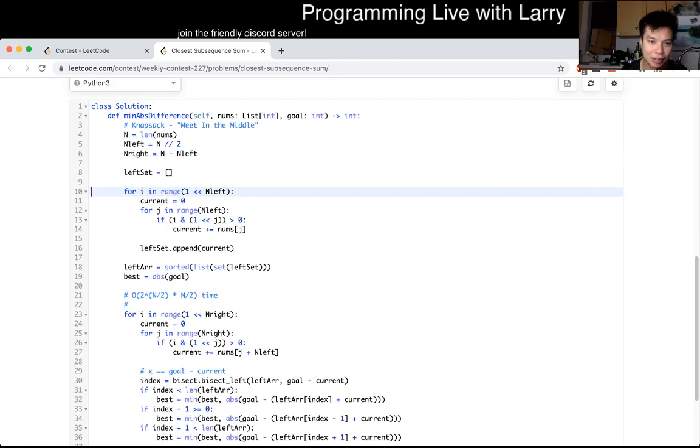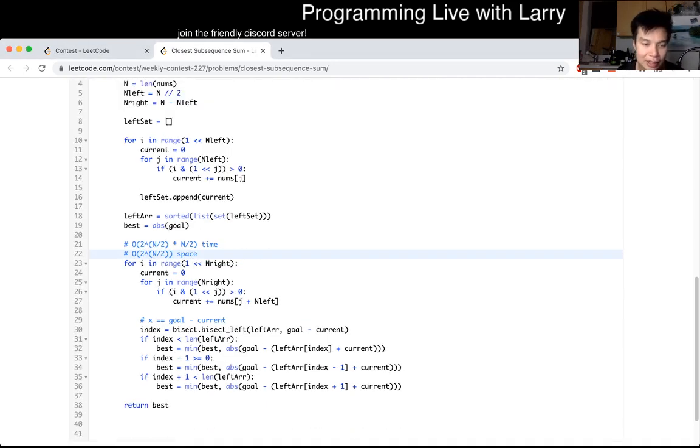And in terms of space, because we have this left set that we can binary search on, it's just going to be O of 2 to the n over 2. That's basically the core part of this one. And the thing is that you trade different things, so I didn't know whether this optimization would have made sense.